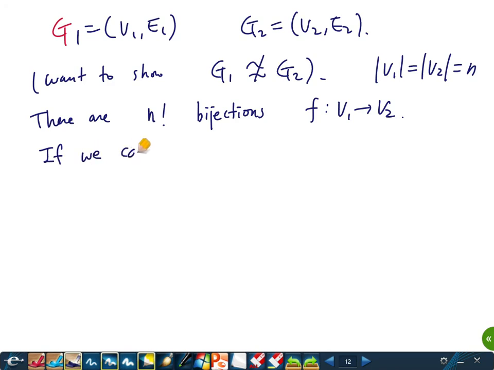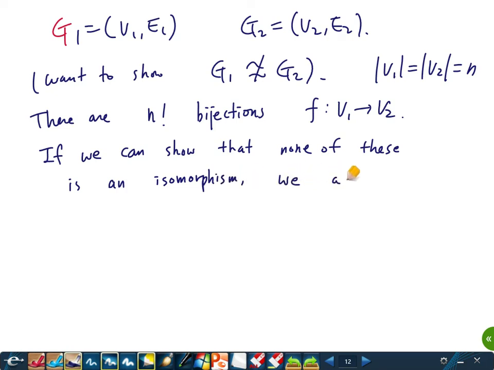If we can show that none of these is a bijection, is an isomorphism, we are done. But it's not a very good or efficient proof, because there are so many things to check. N factorial is a very big number. So we don't want to do this. We need something else.